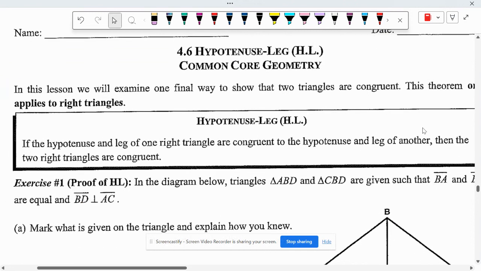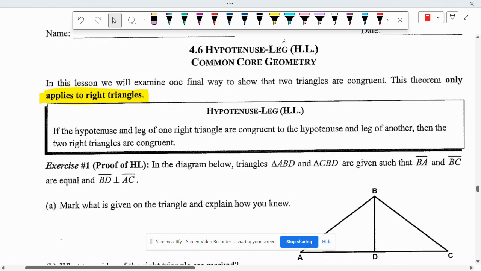So in this lesson, we're going to examine one final way to show that two triangles are congruent, and it specifically applies to right triangles. It's called the hypotenuse leg theorem.